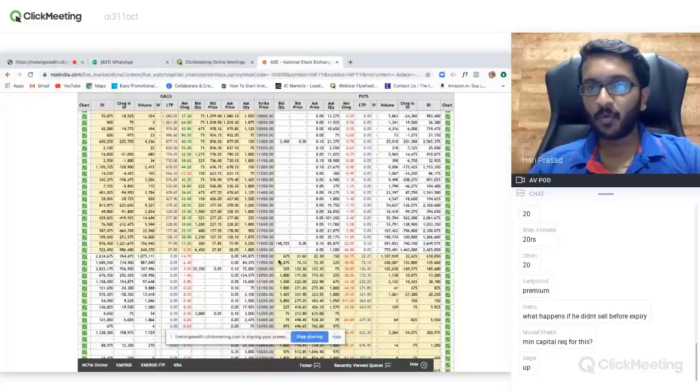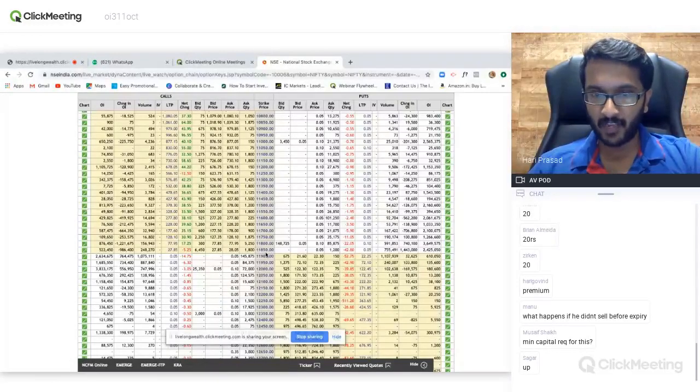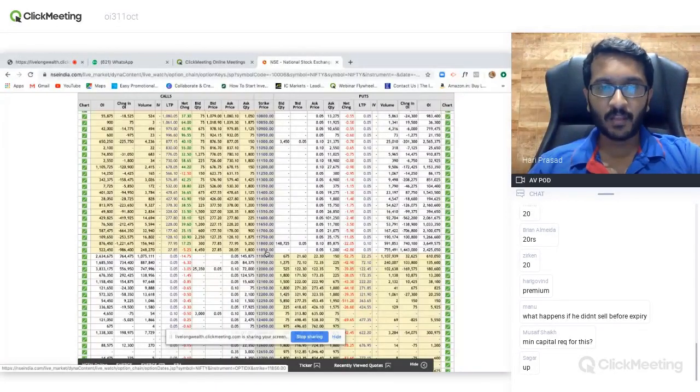And now looking at the put side, the put table, we can see that 2,425,050 contracts are existing. These are put contracts. So these many contracts are existing where people expect the price to go below 11,850. Okay. So what do we see over here?